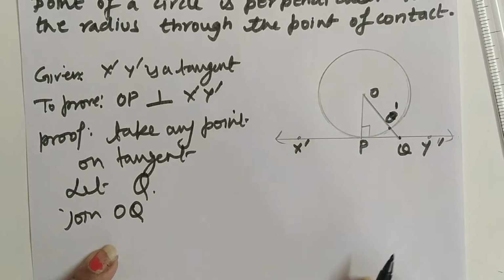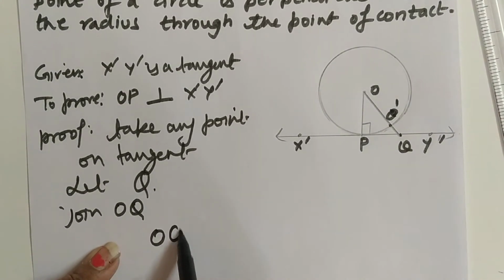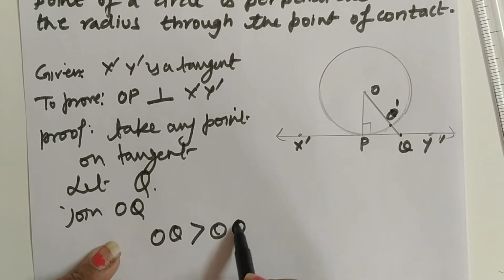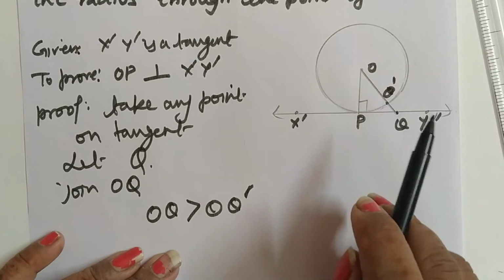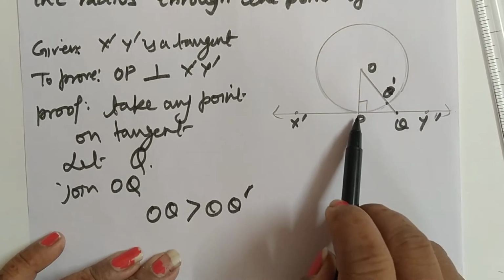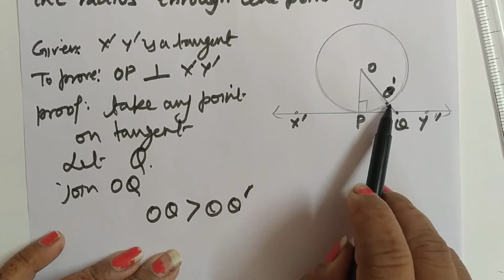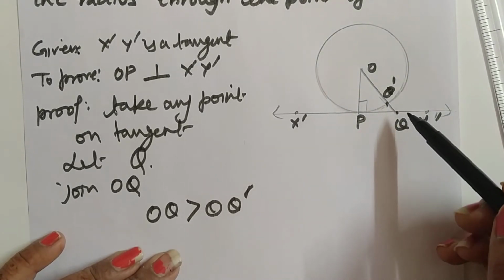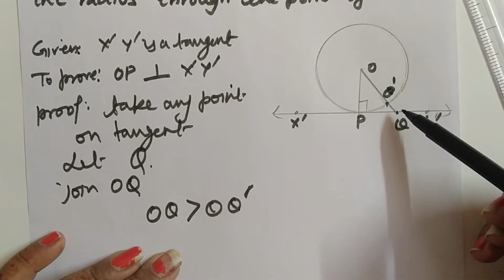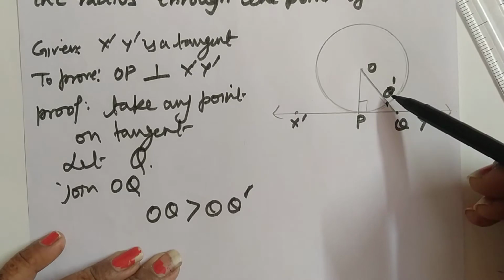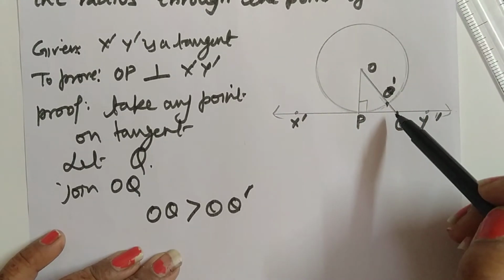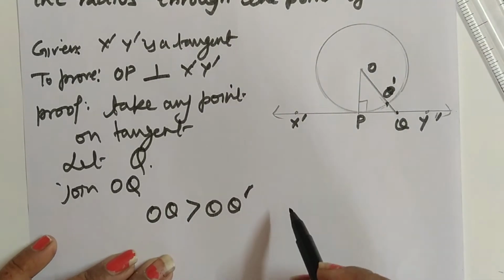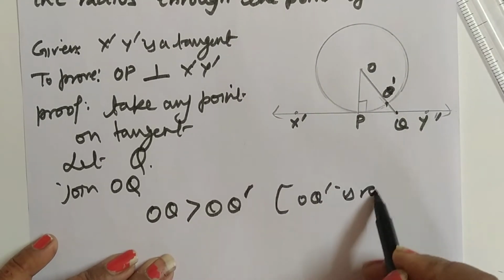So we can see here, OQ is greater than OQ'. Q is an external point on the tangent, but it is not the point of contact, and Q' is a point that is not on the tangent but is on the same line segment OQ, and Q' is on the circumference, or we can say the boundary, of the circle. So the complete OQ is greater than OQ', since OQ' is a radius.